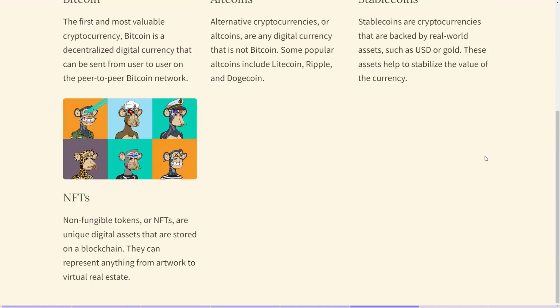And then NFTs. NFTs stand for non-fungible tokens, and it really just refers to an image or just a digital asset that's stored. It's not a coin, but it usually refers to a digital asset that's stored on the blockchain. The price does fluctuate, but the price is determined just by the supply and demand of that individual asset.